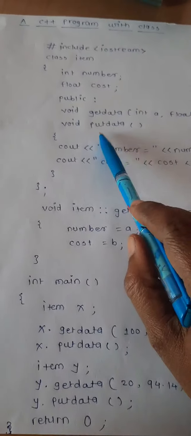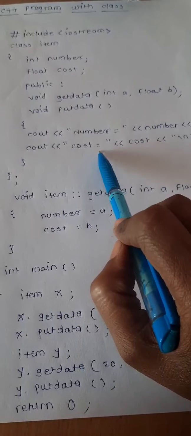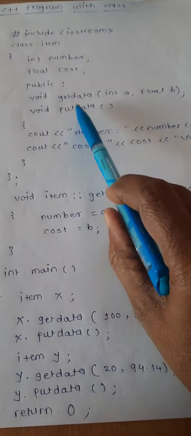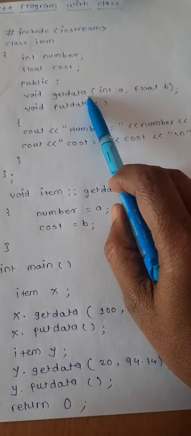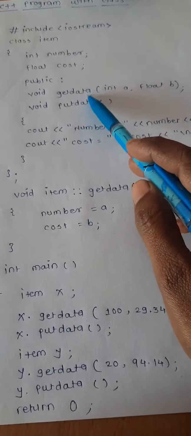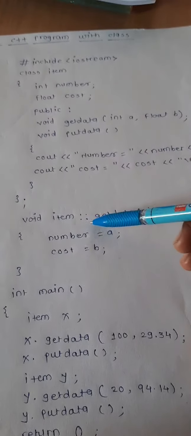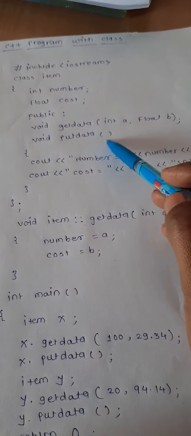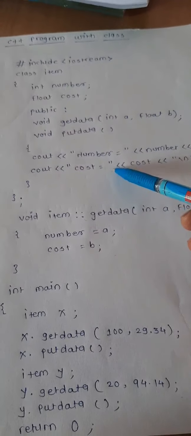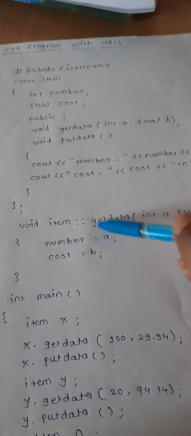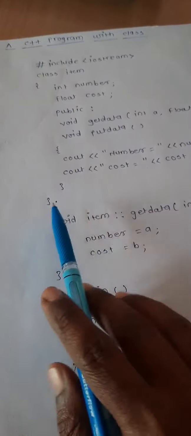We define the putdata function here, so it is called an inside class definition. It means that we define one member function inside the class and we define the other member function out of the class, because the definition of the getdata function is not present here. So this definition we write out of the class. So purposefully I take these two concepts here. One member function we define inside the class and another member function we define below the class, out of the class. Now here our class definition is over.